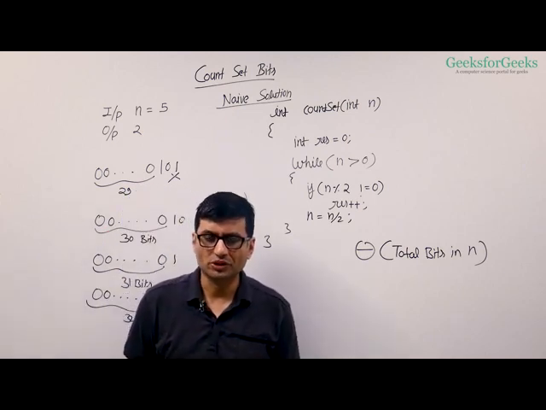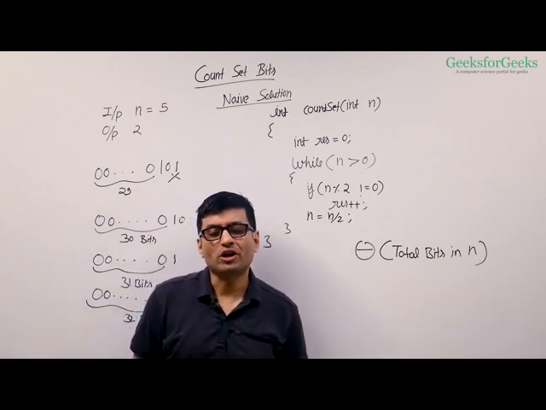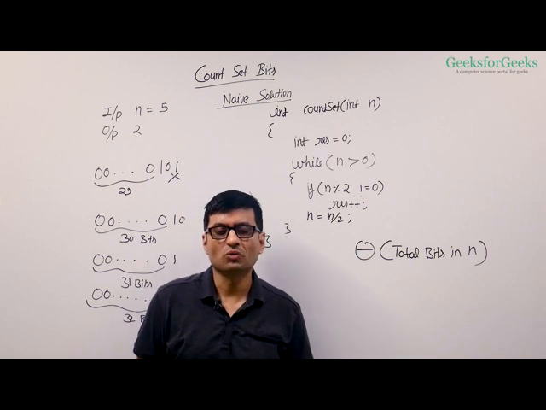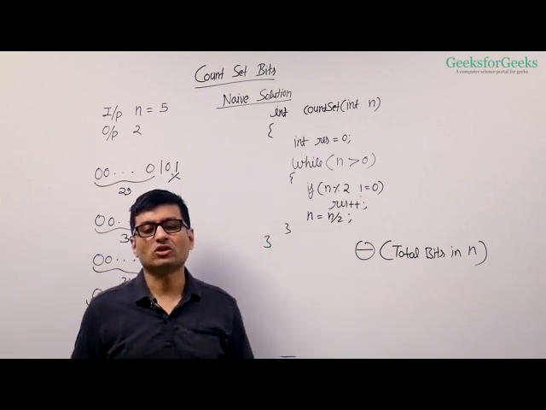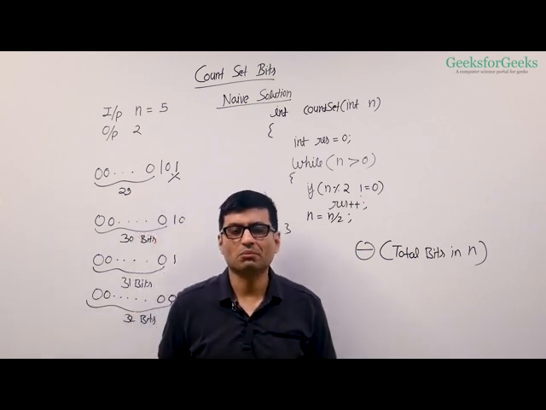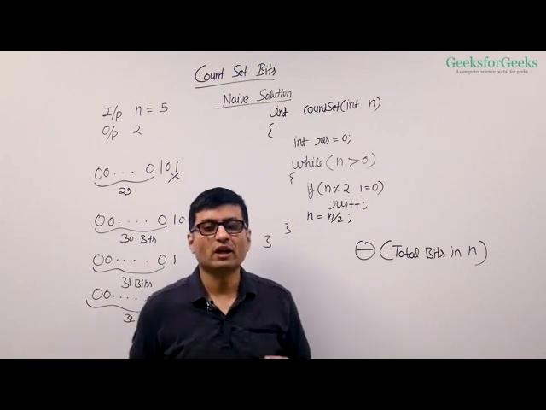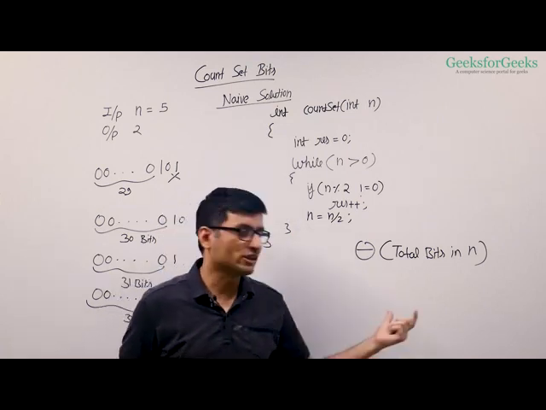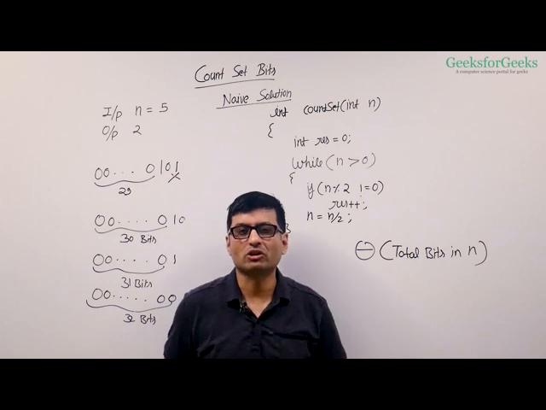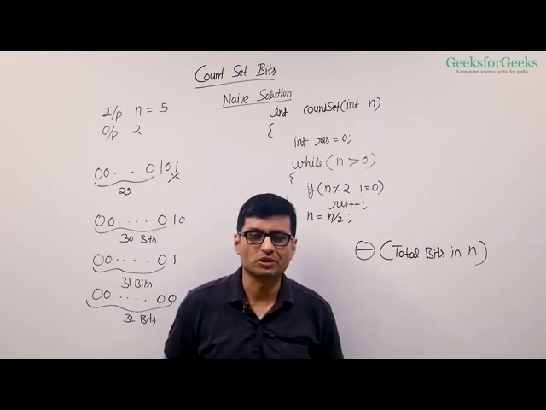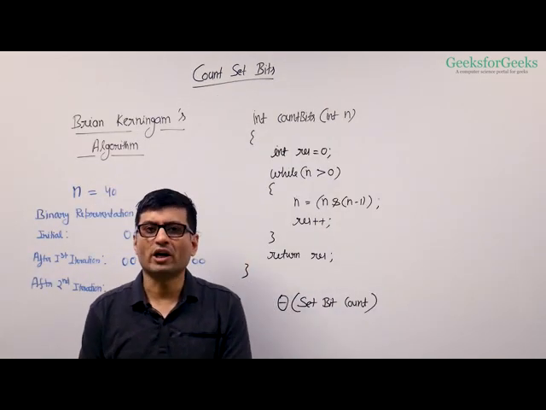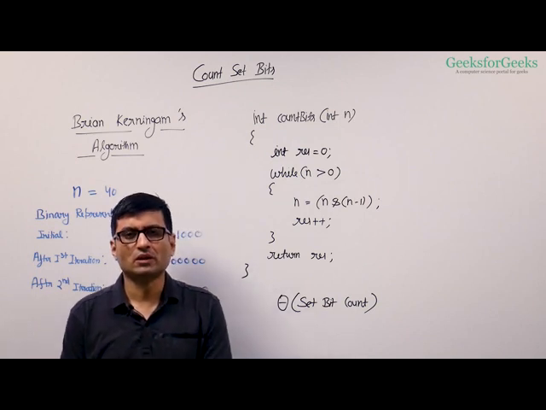This is the naive solution. Now we are going to talk about two more solutions, where one solution is called the standard algorithm, Brian Kernighan algorithm, and that solution is going to take less than this time. And then we will talk about a third solution, which is a constant time solution. Let us now talk about Brian Kernighan algorithm.